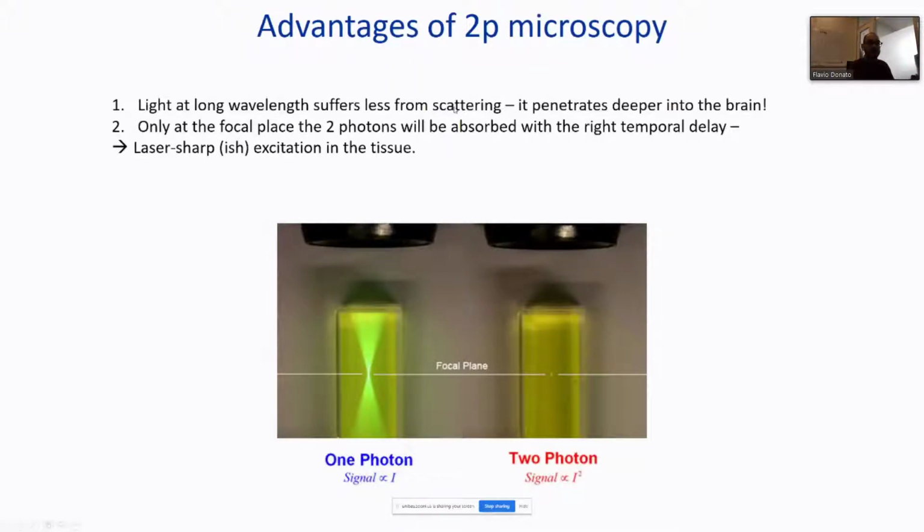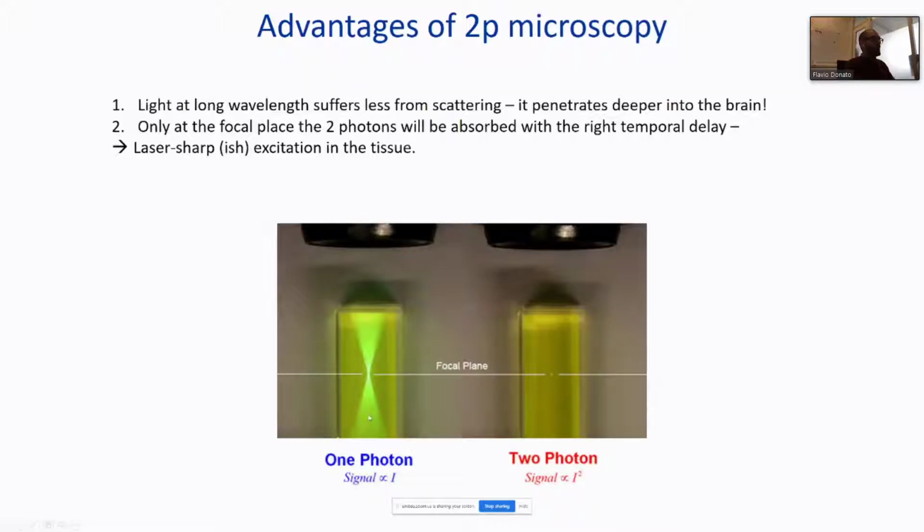It penetrates through the fat tissue for more amount of space. So it means that you can actually image deeper within the brain than you would normally do just with one individual photon. The other thing is that because this two photon needs to be absorbed at the proper temporal delay, a very short temporal delay, the optimal temporal delay for the two photon effect is going to be at a very specific focal plane, a very specific point in space.